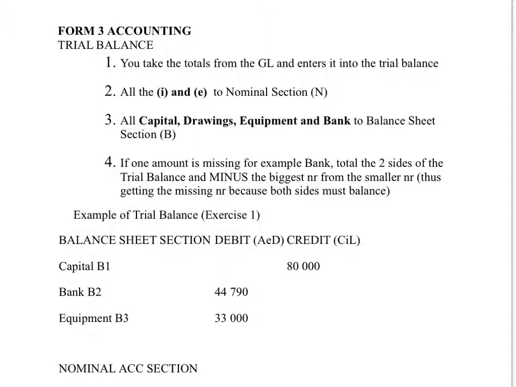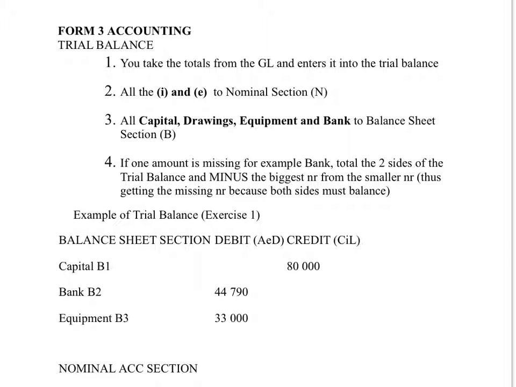Right, class. So today we're looking at the trial balance, and then I'm looking at the cash receipts journal and the cash payments journal. For the trial balance, you need to know and remember four things. The first thing is that you're going to take the totals of your general ledger after you've balanced the general ledger and enter these totals into your trial balance.